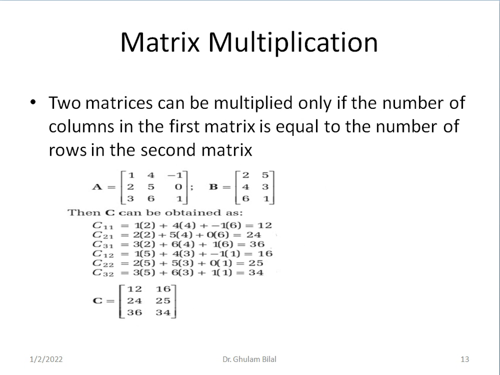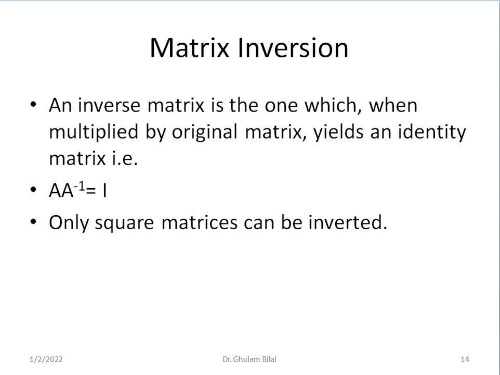Matrix multiplication is a little bit tricky. Two matrices can only be multiplied if the number of columns in the first matrix is equal to the number of rows in the second matrix. So we call the matrices conformable for multiplication. For example, A has 3 rows and 3 columns, and B has 3 rows. So these are conformable, and C is the product of these two. And how the calculations were made, they are given here. So multiplication of matrices is also possible.